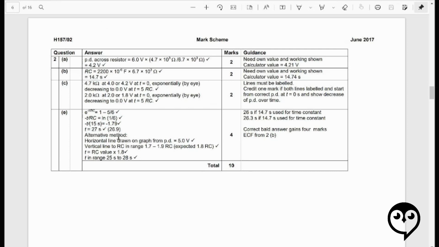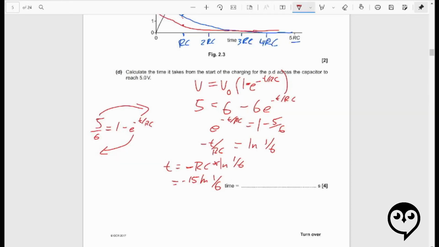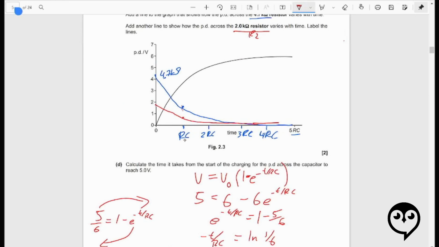Now, an alternative method would be to draw a horizontal line on the graph at 5 volts, and a vertical line to RC. You get a range of 1.7 to 1.9. They expect you to get 1.8. So RC times 1.8, and you should get between 25 and 28 seconds. Well, this graph doesn't have many divisions. I drew these in myself, and I would dare say this is a smaller distance here than this. It's not the perfect graph. But what they're saying is you take a line at 5, drawing it across, is that what they've said?